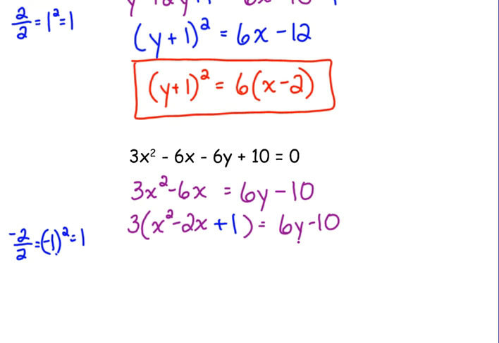But we don't add positive 1 to the other side. Anybody remember when there's that GCF in front? We have to multiply by that GCF in front. Okay, so we add 3 to both sides. So 3 times x minus 1 squared is equal to 6y minus 7.